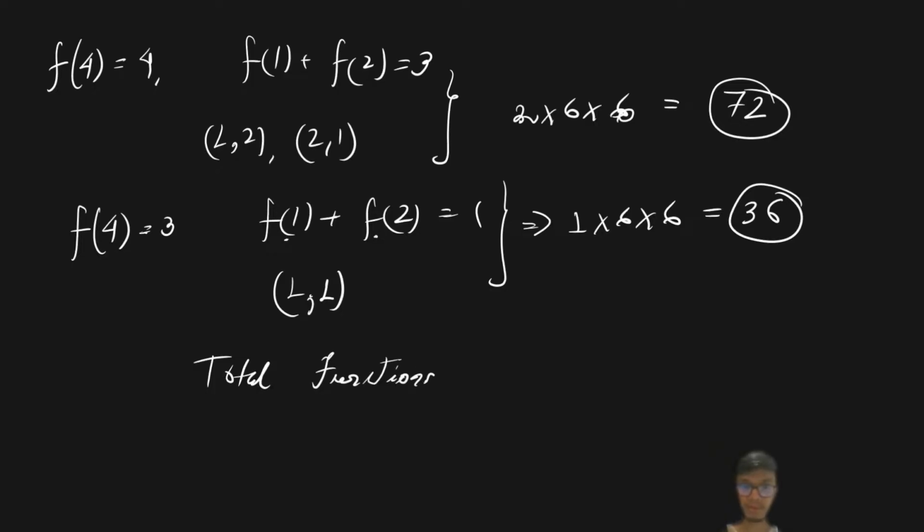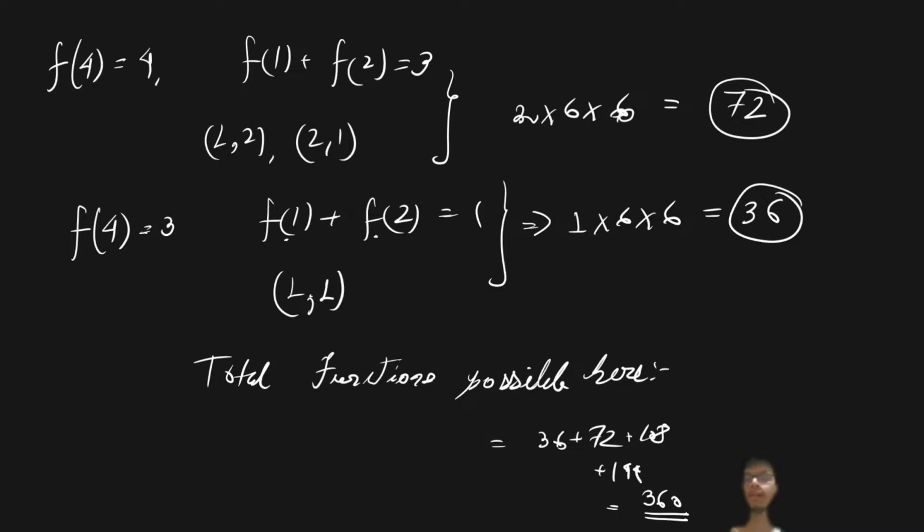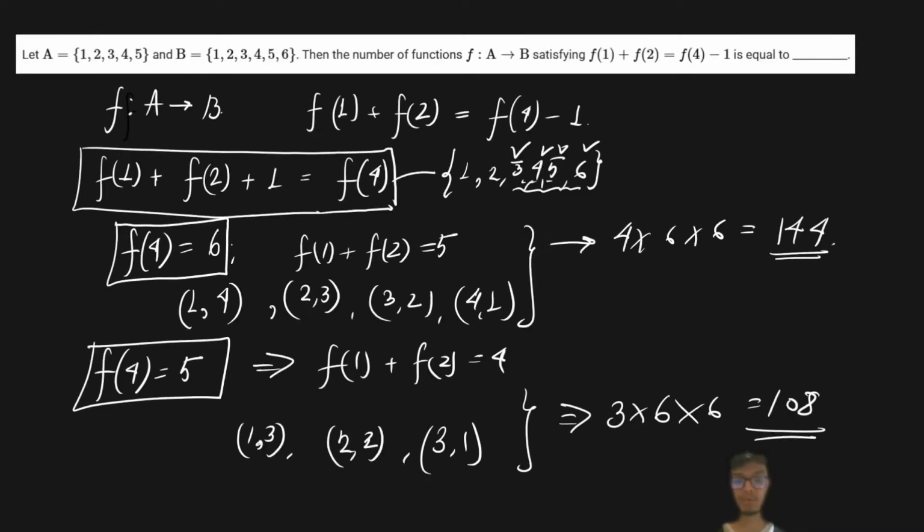The total functions possible here will be equal to 36 plus 72 plus 108 plus 144, which is basically equal to 360 functions. Therefore, the total number of functions that can be possible with the following condition satisfied will be equal to 360. Okay, so the total number of functions is going to be equal to 360.